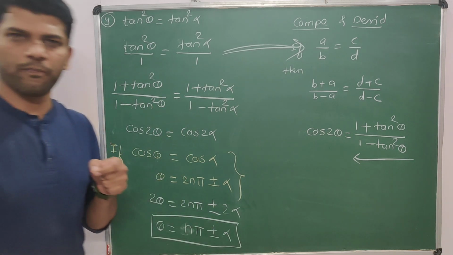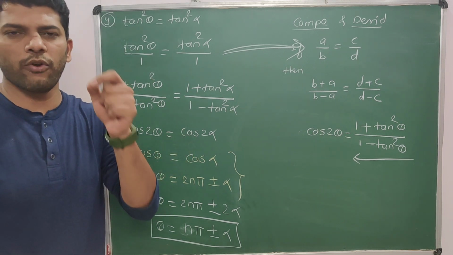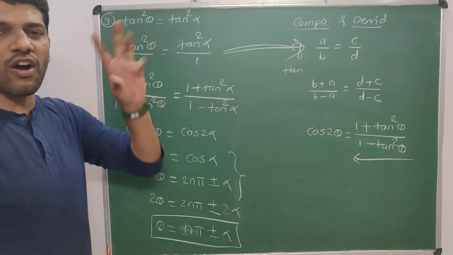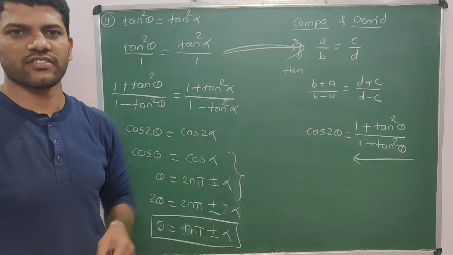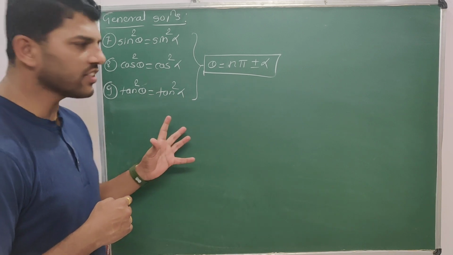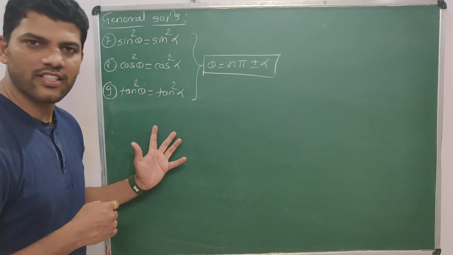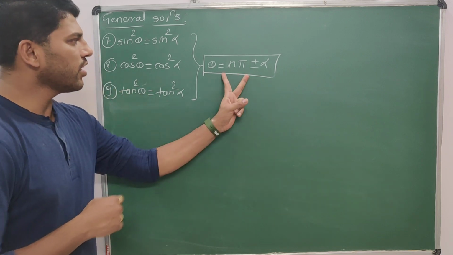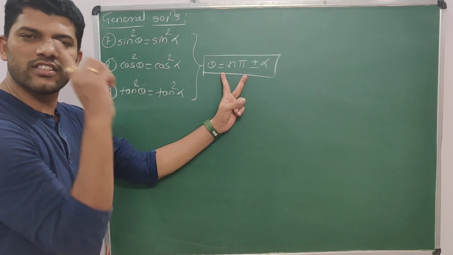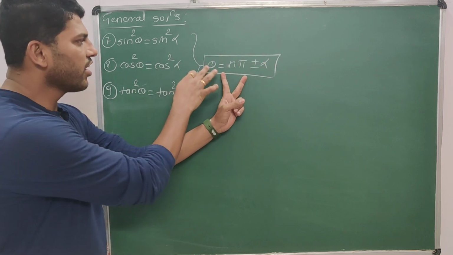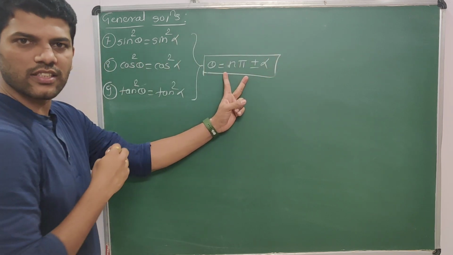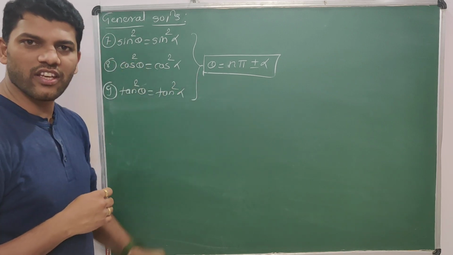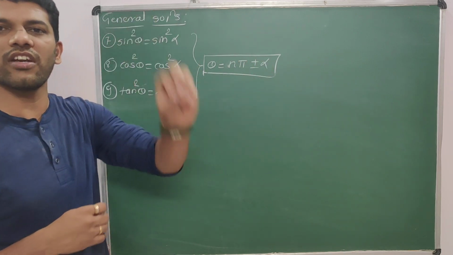So what is the hint? At the end of this video, I am going to give you a simple hint of Chaudhary sir. So what is the hint in all these three formulas? Friends, there is a simple trick in these square cases. In all these three cases, if you observe this proof, all these three cases have one simple common general solution, theta equal to n pi plus minus alpha. So the unique thing is they possess the same general solution.